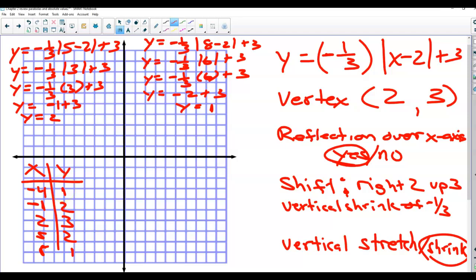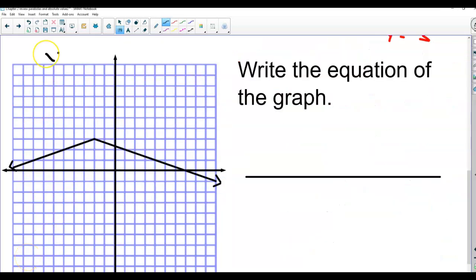And now I'm literally graphing those points. My vertex of 2, 3. And then I got negative 1, 2, 5, 2. I got negative 4, 1, 8, 1. And this is what my graph looks like. So writing the equation is this.